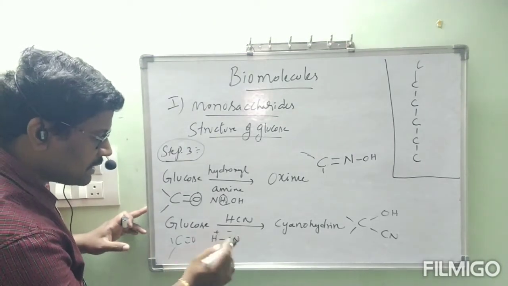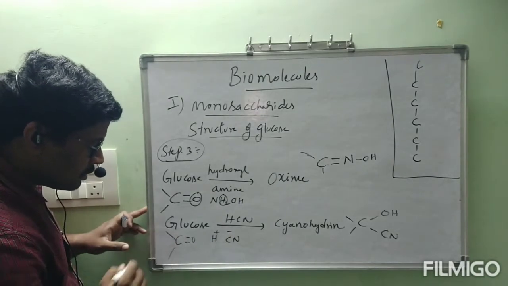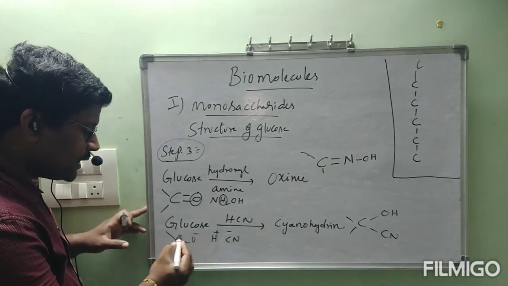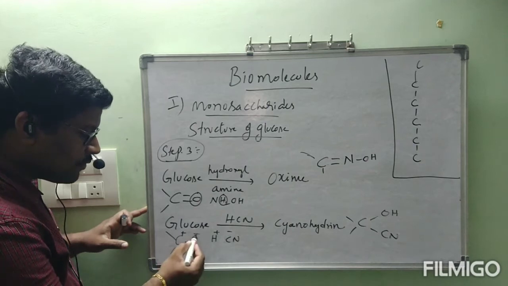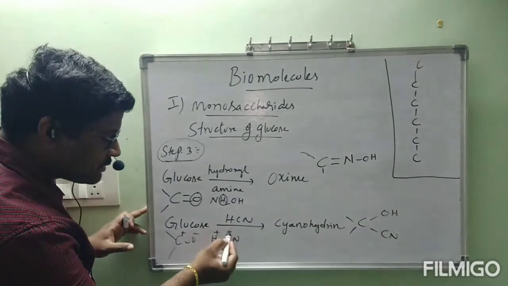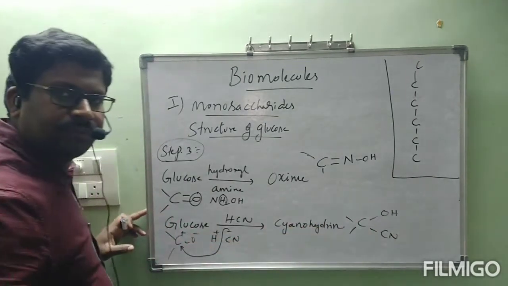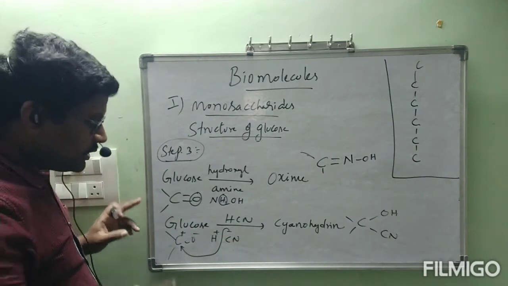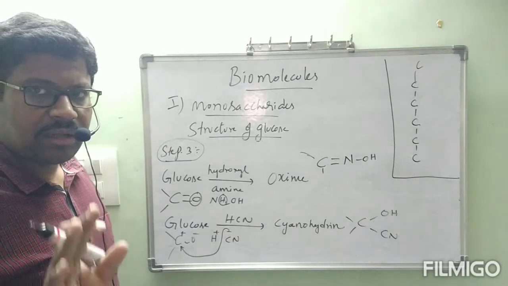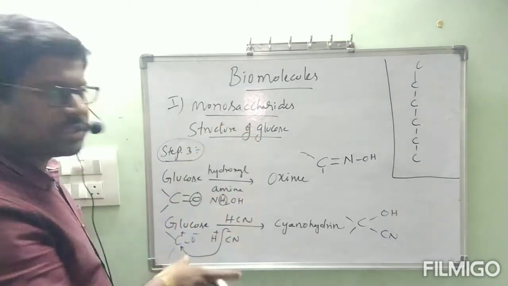H plus and CN minus. This double bond is there, na? This pi bond is going to be cleaved. We will get O minus and C plus. Then O minus will attack H plus to form OH. This CN minus will attack this C plus to form the C–CN, which is called cyanohydrin. These are the two characteristic reactions of C double bond O, but we cannot say whether it is aldehyde or ketone.